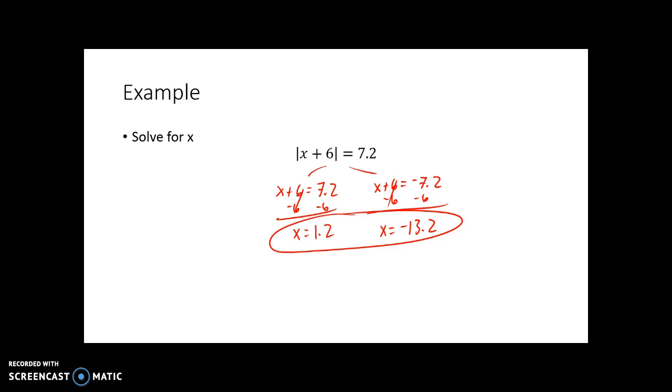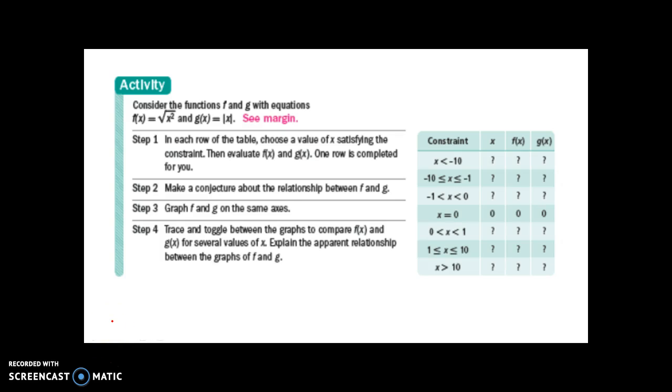Now that we've reviewed the ideas of absolute value, now we're going to combine it and look at square roots as well. For this activity, we're going to look at f of x being the square root of x squared, and g of x being the absolute value of x. Over here on the right, we have a table where it gives us different constraints. We're going to pick an x value, and then figure out what the f of x would be given that x, and what g of x would be given that x.